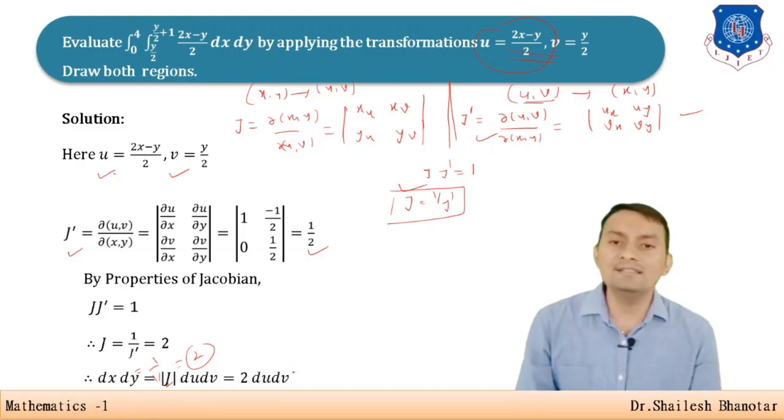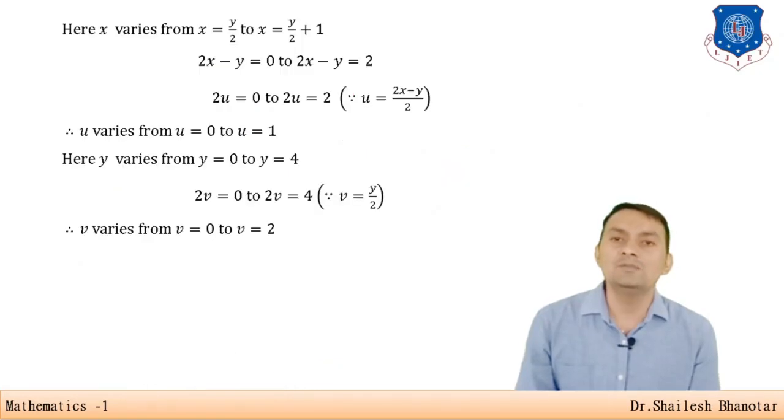So dx dy will be what? dx dy will be mod z du dv, Jacobian J du dv. The Jacobian is nothing but 2 du dv. So now we are interested in the limit. This is the given limit, but our transformation is there: u is equal to (x minus y) divided by 2, and v is nothing but y by 2.